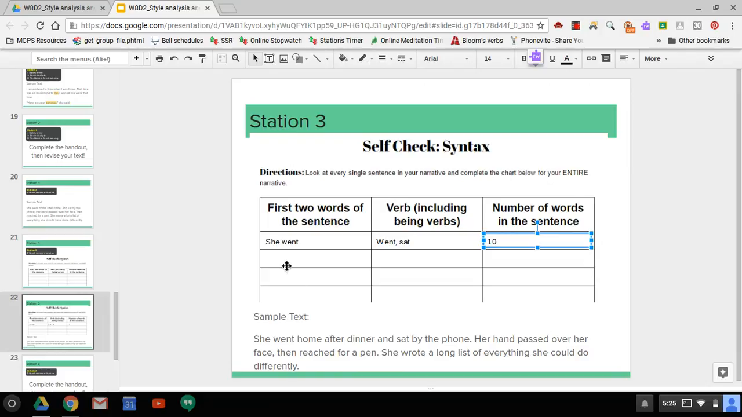All right, now let's look at the second sentence. Her hand passed over her face, then reached for a pen. All right, my first 2 words are her hand. My verb is passed and then reached. And let's count how many words we have. 1, 2, 3, 4, 5, 6, 7, 8, 9, 10, 11. We've got 11 in that one.